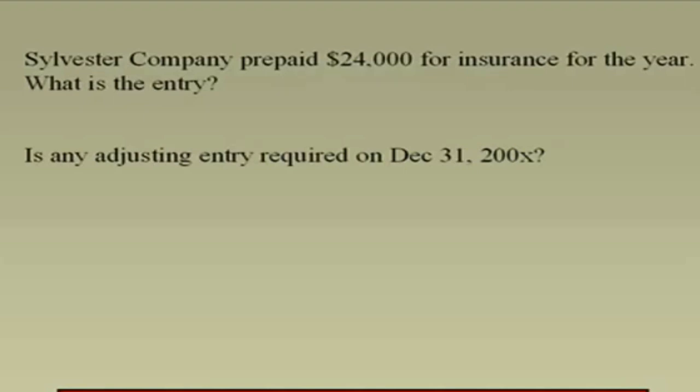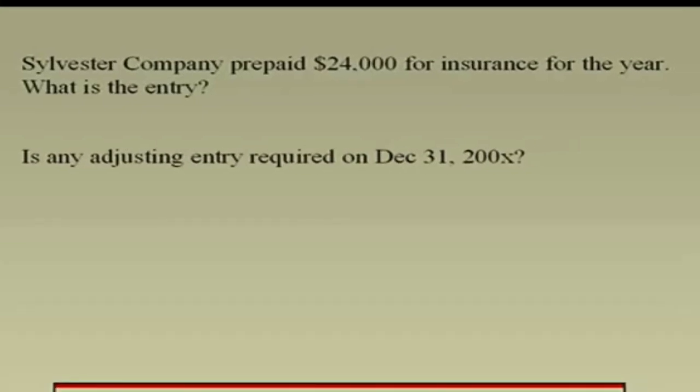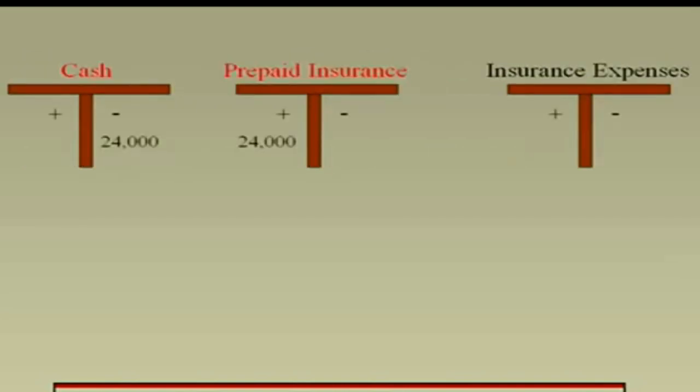Sylvester Company prepaid 24,000 for insurance for the year. What's the entry? Well, cash goes down and a prepaid expense goes up. Correct? We did this before. On December 31, would an adjusting entry be required? Let's think about that. Here's how it stands. Cash minus 24, prepaid insurance plus 24.